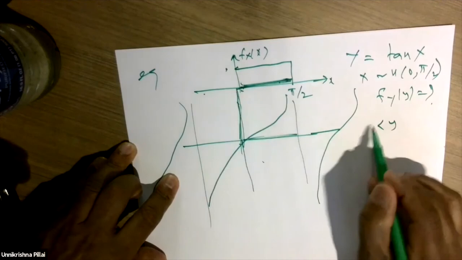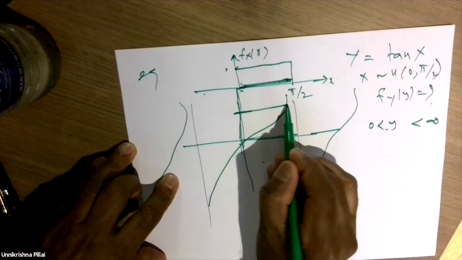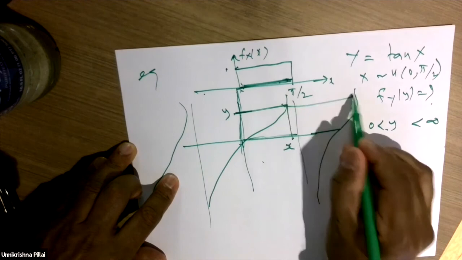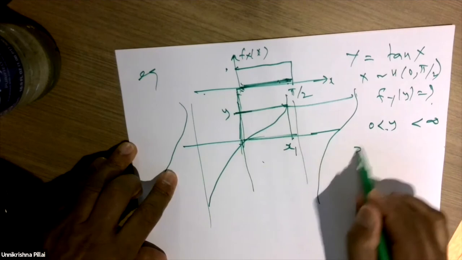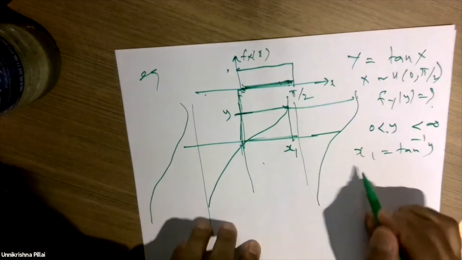He is right. So you pick up any y here and find the root. How many roots are there? Of course, there are infinite roots, but in this region that you are interested in, there is only one root. You are right, x1. So x1 is tan inverse y. So y is tan x. What is dy by dx? I'm going to the last one. dy by dx is?